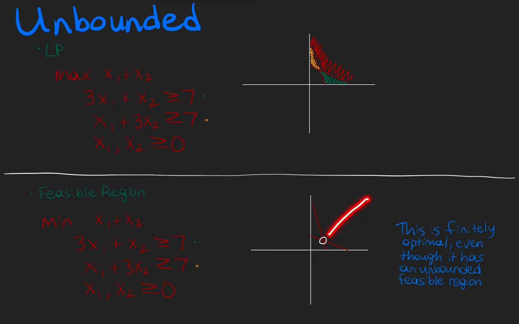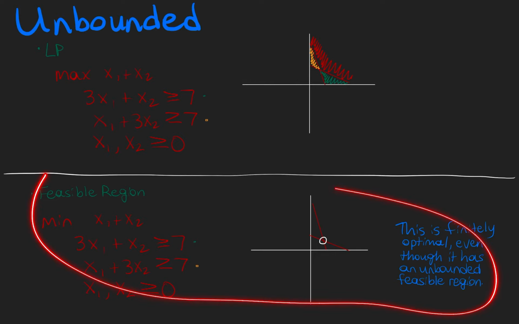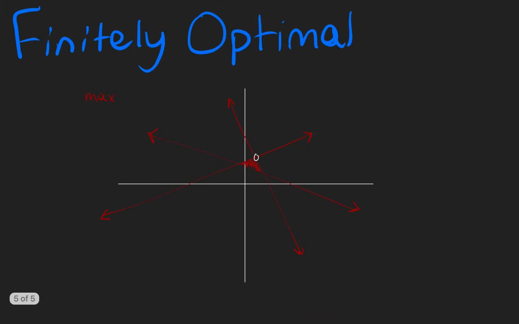So instead of going on until infinity, we are minimizing x1 plus x2. So we're going to go the other direction, and we are bound by these two constraints. So the intersection of these constraints will be our optimal solution. And technically, having an unbounded feasible region does not mean that your linear program is unbounded. Technically, this is finitely optimal, even though it has an unbounded feasible region. So really, this part should belong on the next slide, where I talk about a finitely optimal linear program.